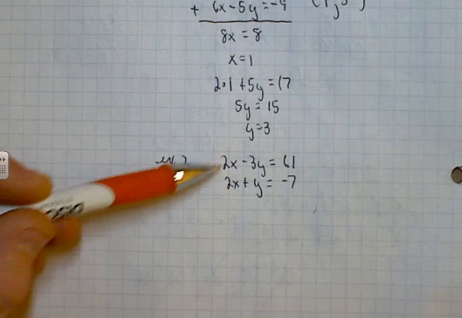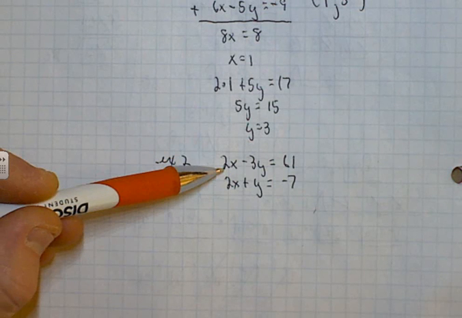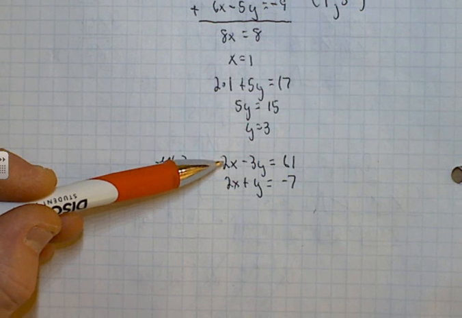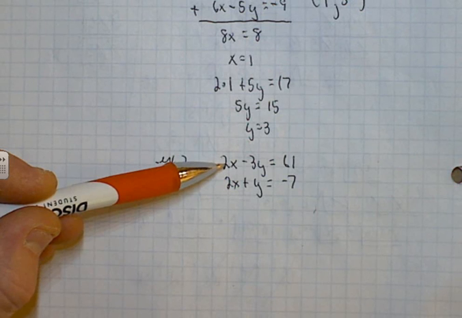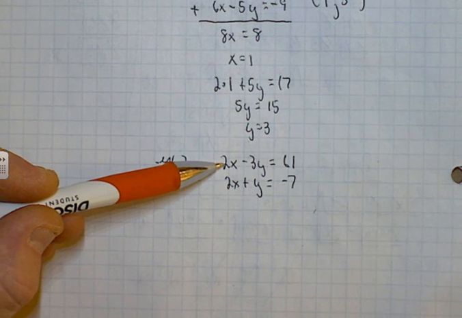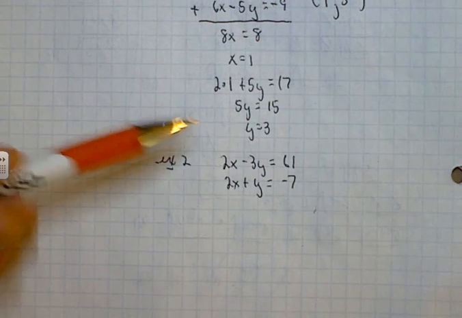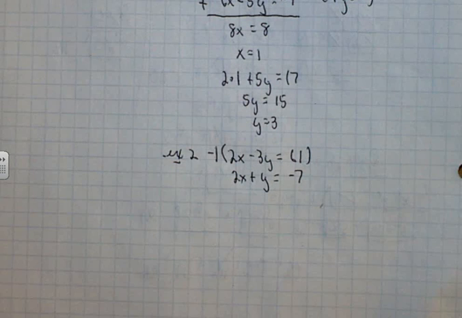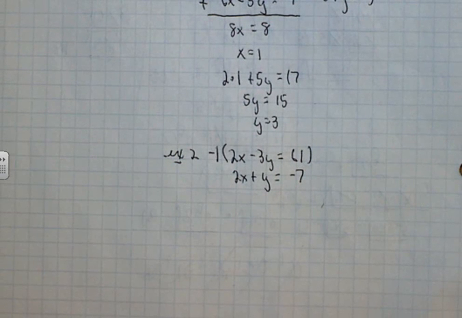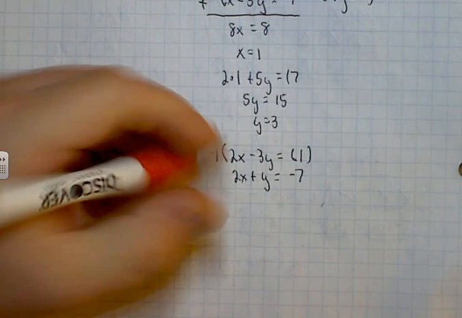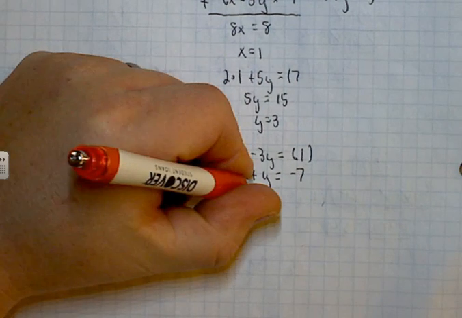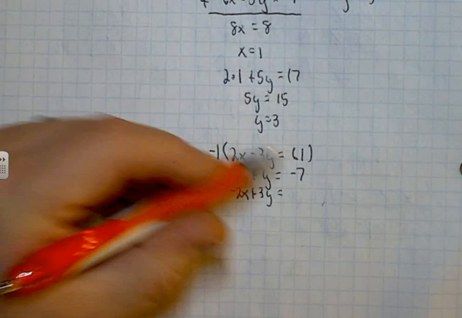If you want to eliminate the x's, these have to be opposite. So we're going to pick one of these equations and multiply it by -1. If we multiply by -1, would we have a pair of opposites? Yes, so I'll pick the top equation and multiply it by -1. So you multiply how many things by -1? 3. -1 times 2x is -2x. -1 times -3 is +3. And -1 times 61 is -61.